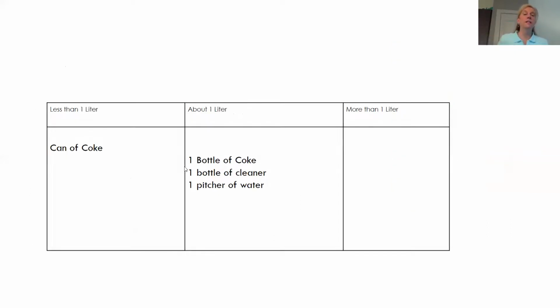The first thing is my can of Coke, and you can see that I have listed that as less than 1 liter. The next one is about 1 liter. I have 1 bottle of Coke, 1 bottle of cleaner, and 1 pitcher of water. You'll notice I don't have anything that's more than 1 liter, but I'm sure you have some things around your house that are more than 1 liter. Remember, they have to be liquid.